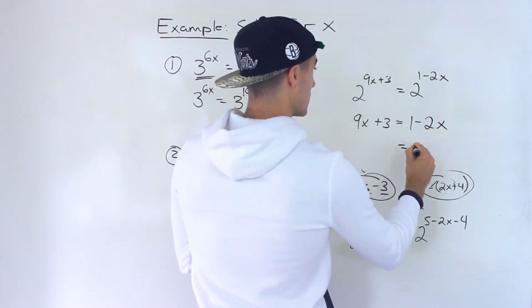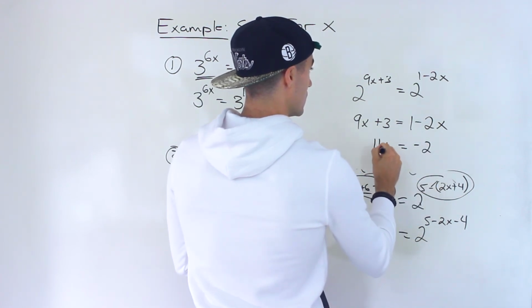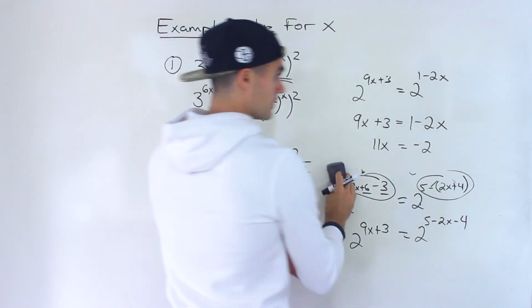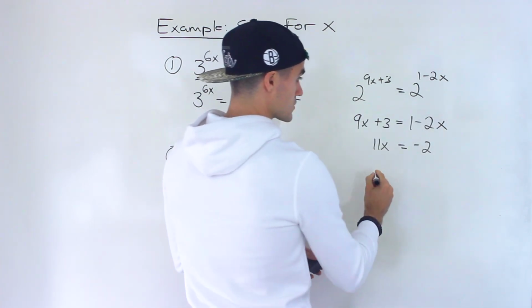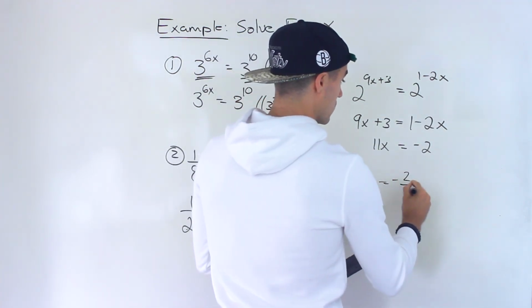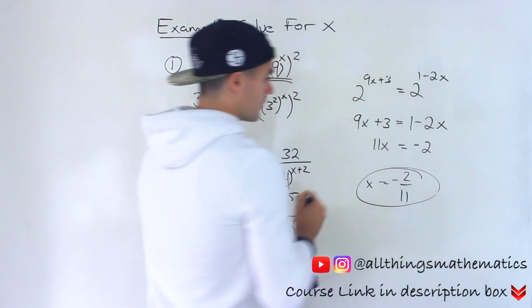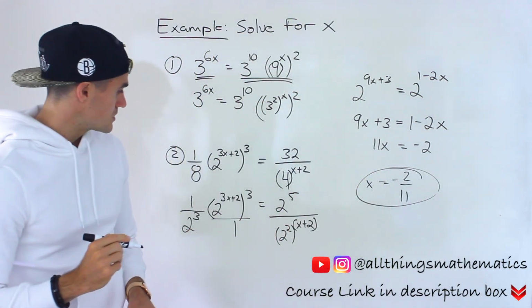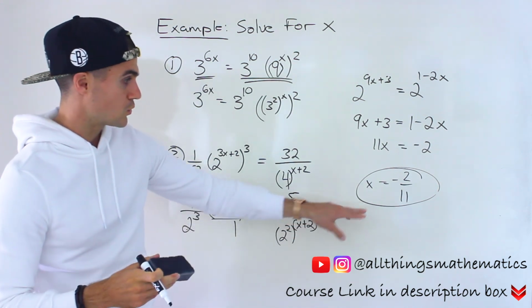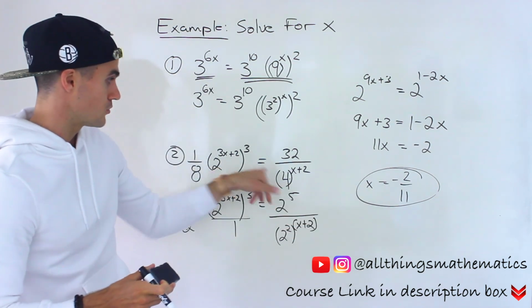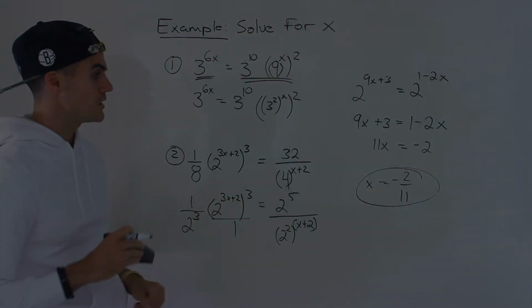So this would end up being negative 2, 11x. Right, when we bring the 3 over, when we bring the negative 2x over, so x would end up being negative 2 over 11. Right, so that ends up being the final answer for number 2. And again, if you have the time, you could check your work, you could take this, plug it into both sides. Both sides should be equal.